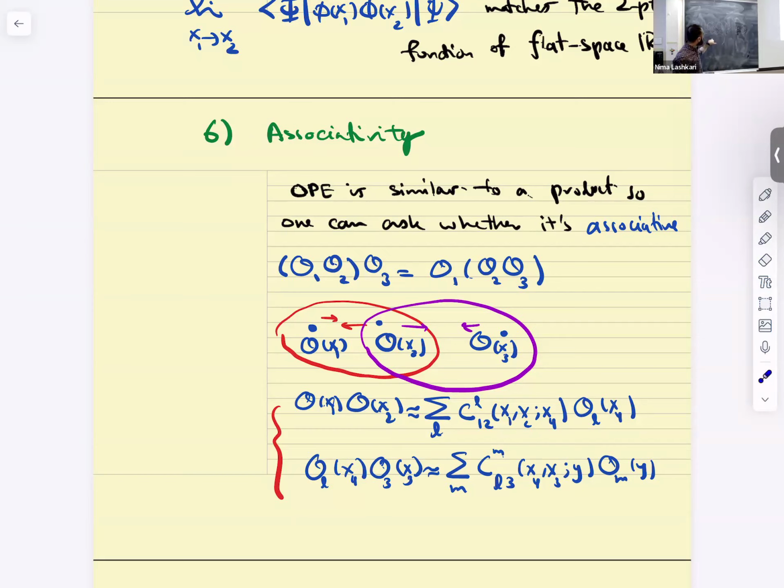Write down now the OPE of these two guys, which gives you a sum over single operators. Then apply the OPE of these two guys. There's no multiplication, but OPE of these two, then this, or you could do these two and then this. The fact that these two orders, procedures should match, is called associativity.